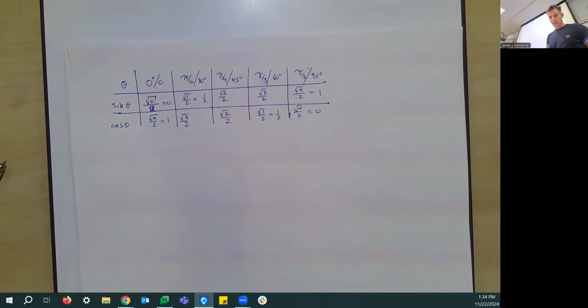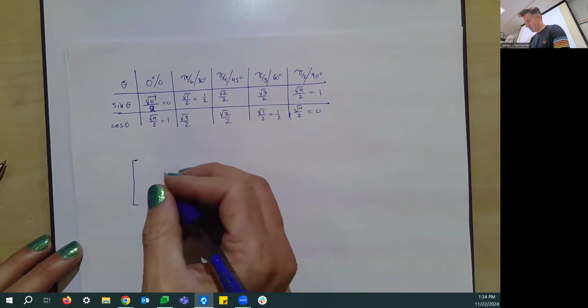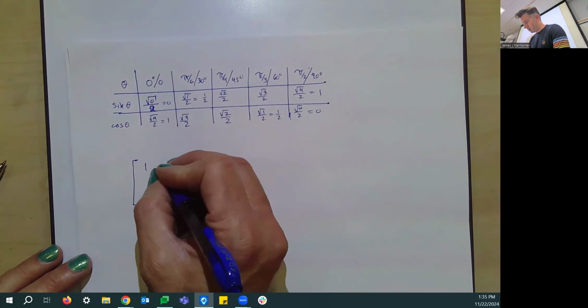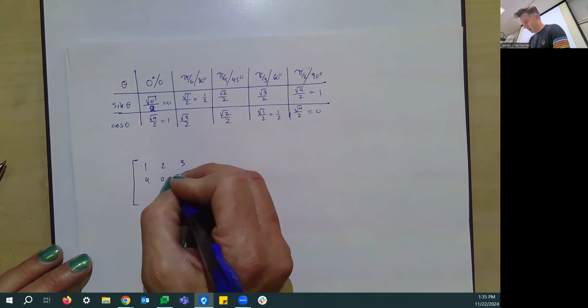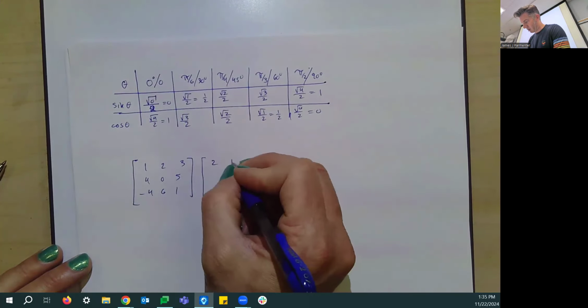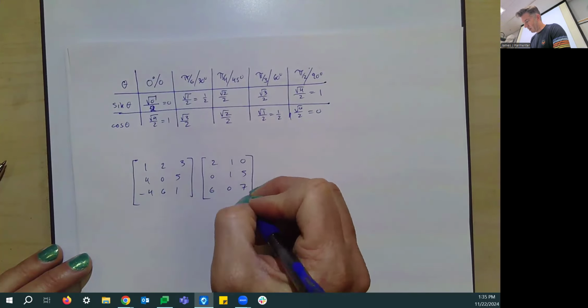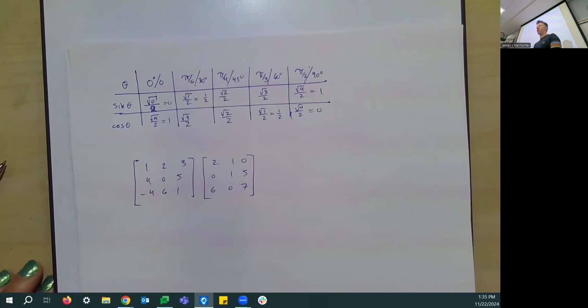So I want to point out that you all should make a real effort to get very, very comfortable multiplying matrices that are 2 by 2 or 2 by 3 or 3 by 2. I don't think you need to be able to do the following, I could be wrong though. So this is probably a bit much. Like if you take a matrix like 1, 2, 3, 4, 0, 5, negative 4, 6, 1 times another 3 by 3 matrix, 2, 1, 0, 0, 1, 5, 6, 0, 7. You should be able to multiply these together without too much effort.